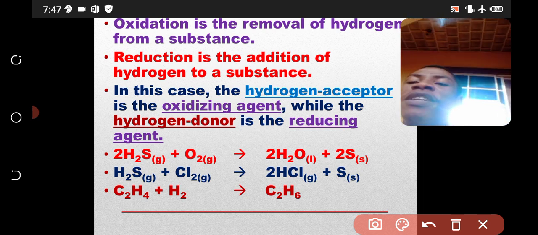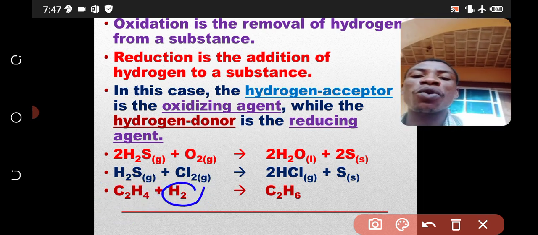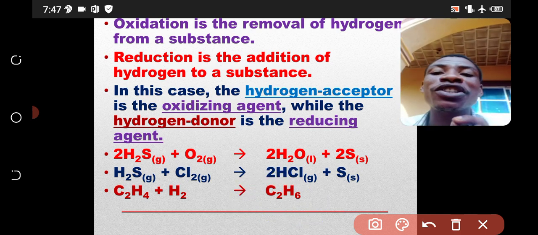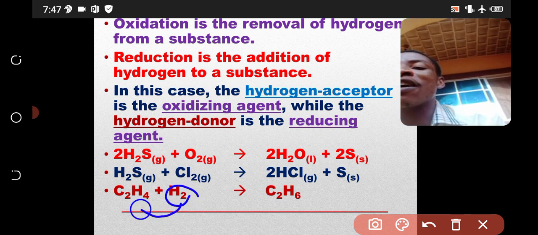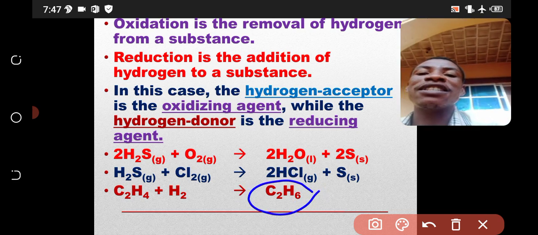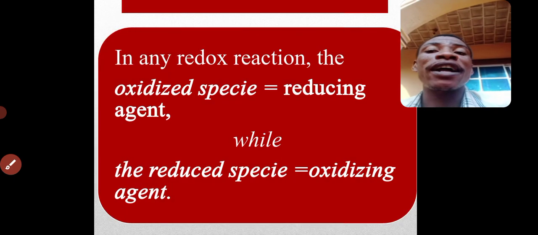Now look at this place. C2H4 reacted with hydrogen to give us C2H6. So this reaction is actually a reduction kind of reaction that involves addition of hydrogen to a substance. So that is reduction. So that's how you define redox in terms of hydrogen.